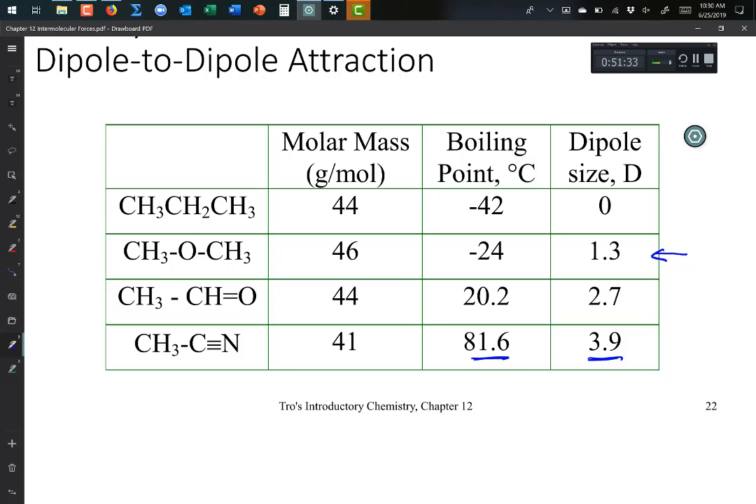Now, how do you know what the dipole size is? This is experimentally measured. They take an instrument and measure oscillations of electric current through two electrodes. It's a weird, complicated measurement. But here's the deal: you can't do that. So how do you do it? You do it based on electronegativity. The bigger the electronegativity difference, the bigger the dipole. So this column on the right, you couldn't reproduce unless you did it experimentally, or were given data to do it. But you can do it based on electronegativity differences.